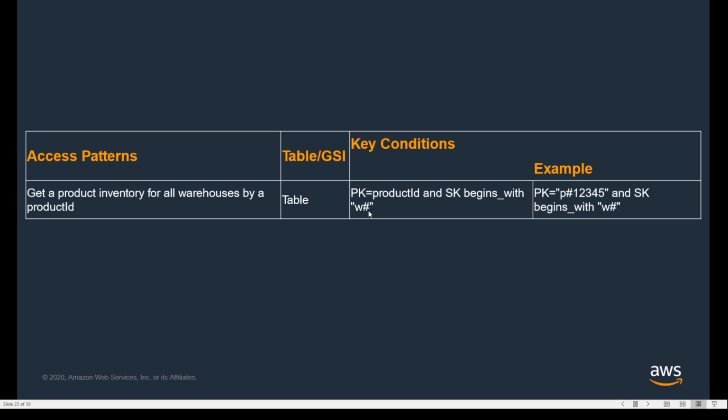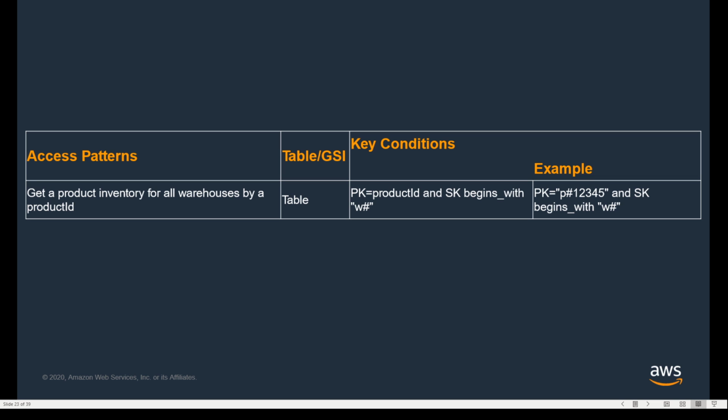So this is a great way to be able to get a subset of items out of a particular partition, in this case, a subset of items by type. I know that all items inside of the product partition that are warehouse items, which tell me what the inventory of my product is across all warehouses, will start with W hash. So let's go ahead and do that. Let's give a query that begins with W hash and by product ID. So there we go. And that could be a totally new access pattern.